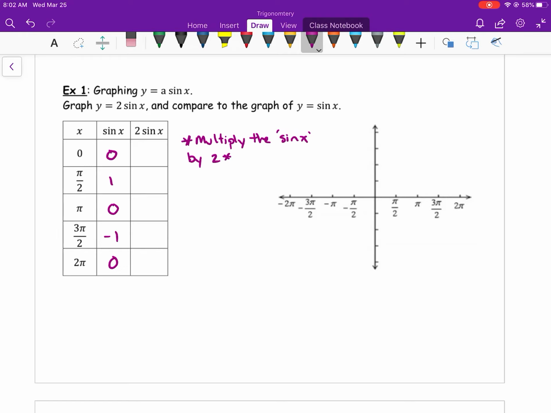That number out front is changing its height, so let's make it a little more steep. 0 times 2 is 0. I'm going to change colors. Times 2, times 2, times 2, and so on. I'm going to get 2 here, 0, negative 2, and 0. In orange, I'll do the original sine function. So 0, boom.